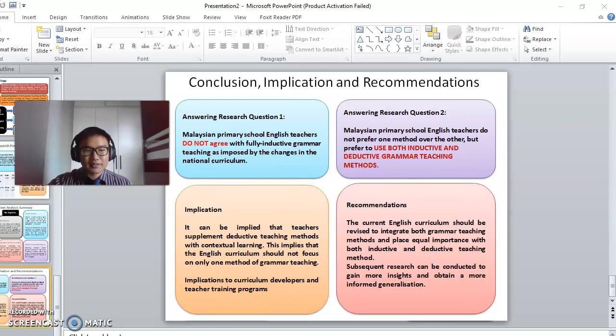Another recommendation I would like to propose as a researcher is that other research can be conducted, like qualitative interviews to get more in-depth answers from teachers, or maybe real-time classroom observations to see how effective a grammar teaching method is in a particular Malaysian classroom.